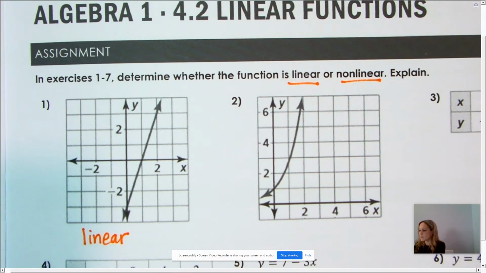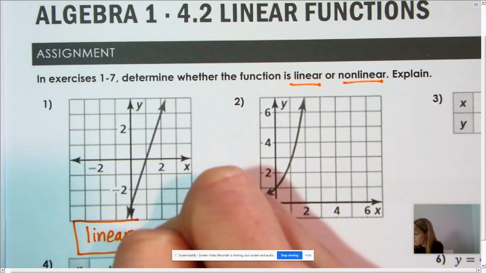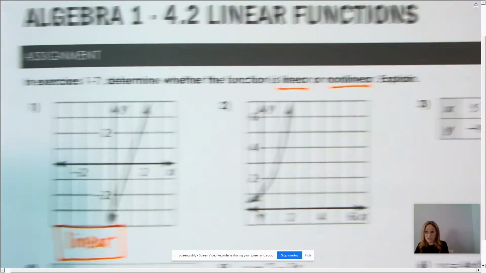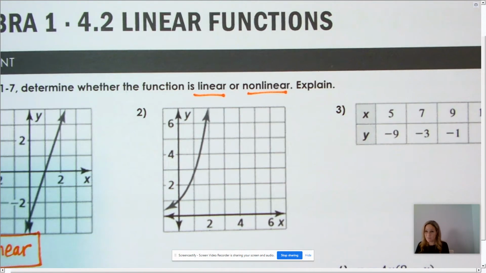Okay. Question number 2, you guys are on your own, but think through. Is it a straight line? Yes or no? If it has any curve to it, it is nonlinear.